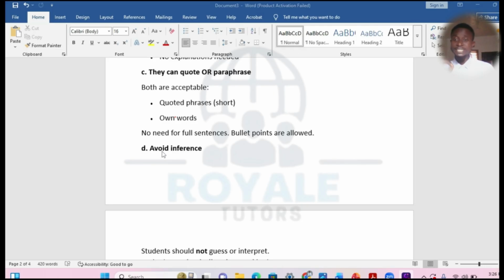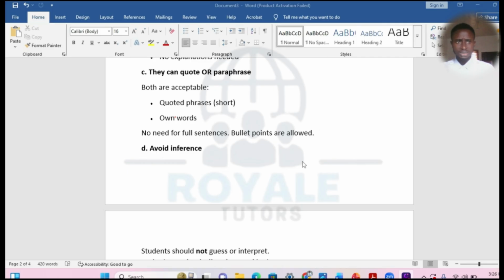To further buttress this, I'm going to move to the next point, which states that you need to avoid inferences. But wait a little bit. What does it mean to infer? Think about that for some moment. What exactly does it mean to infer? It's simple. Inference simply means drawing a conclusion, all right? Looking at one or two facts in a text and then you draw your conclusion. Is that okay now? That is what inference means.